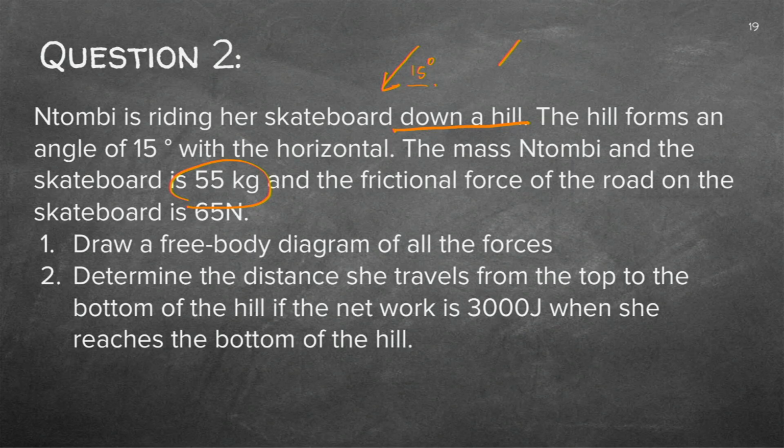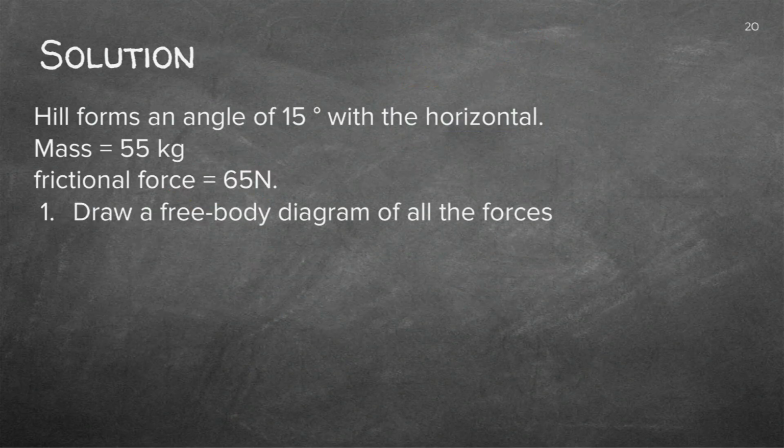Now, if Ntombi is going downward on the slope, you have to know the frictional force will be upward. That's the kind of deduction that you make when you read through the question. They also tell you the value of the frictional force as 65, and they want you to answer a few questions. Let's draw a free body diagram.